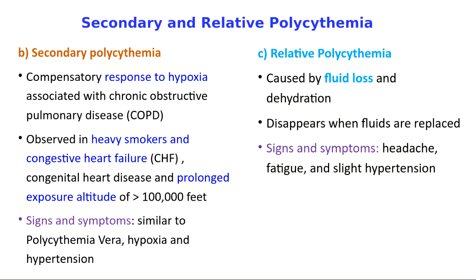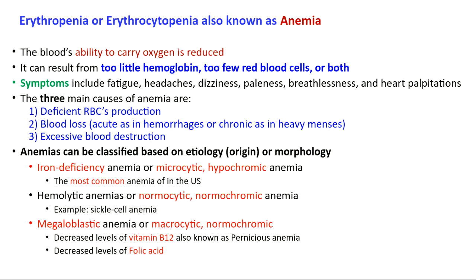So we have secondary polycythemia, and again, patients present symptoms similar to those of anemia. And then we have relative polycythemia, and that is usually because of dehydration. It's not that we have extra red blood cells, we just don't have enough fluid there. Slide number 18, like I was telling you before, this is usually the most common.